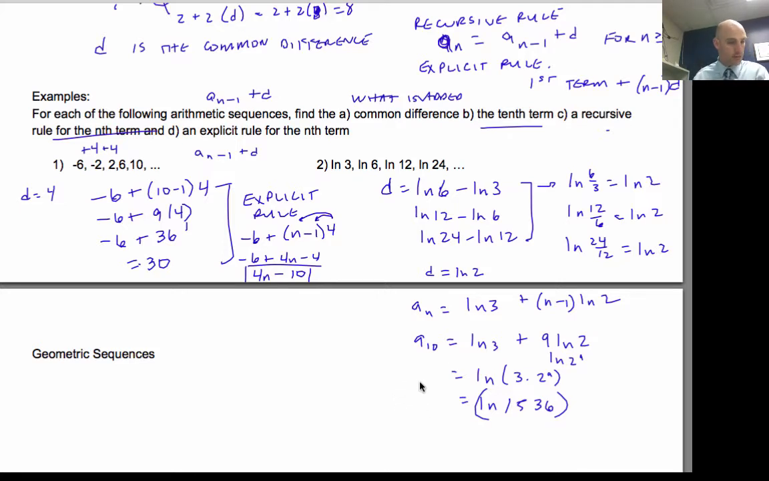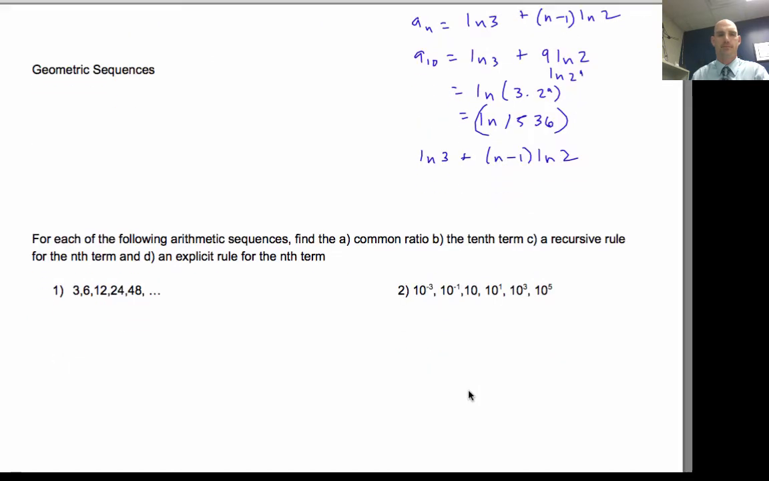Okay, and my general rule would be the natural log of 3 plus n minus 1 times the natural log of 2. That's a tricky one.